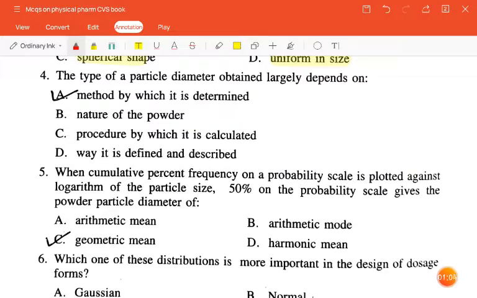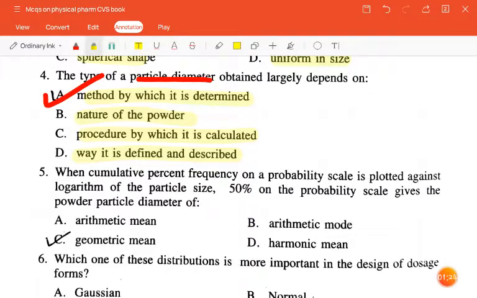Next question is: the type of particle diameter obtained largely depends on the method by which it is determined, nature of powder, procedure by which it is calculated, or way it is defined and described. So the correct answer is method by which it is determined.